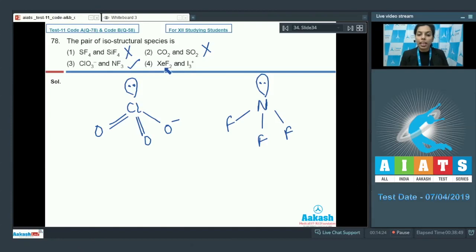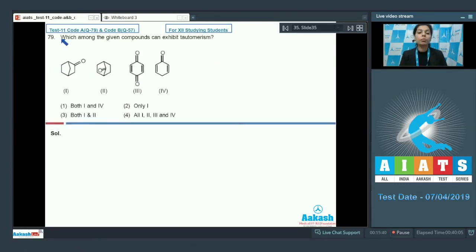Now fourth option, XeF2 and I3 positive. If I talk about XeF2, this is a linear structure, while this I3 positive has the bent structure. That's why this is also wrong. So only one option is correct, that's given here in option 3. So I've chosen this. After that, question number 79.